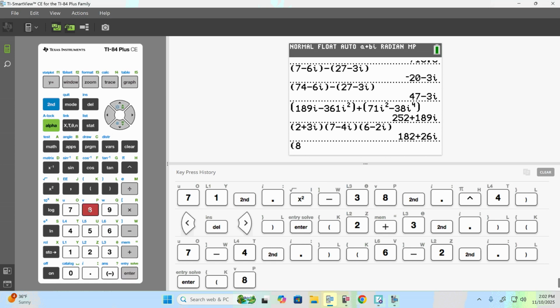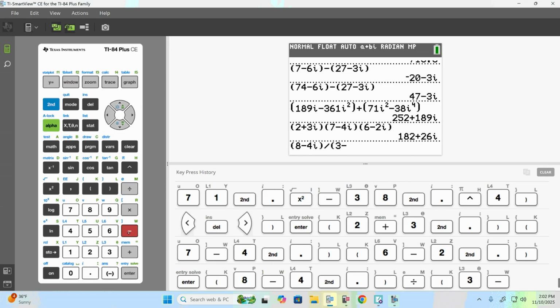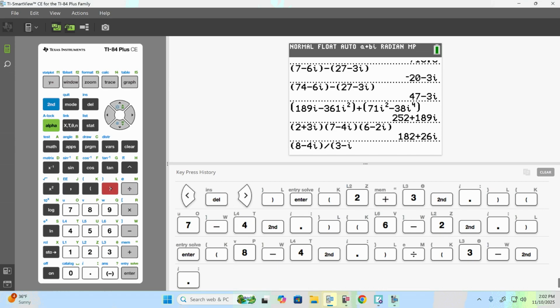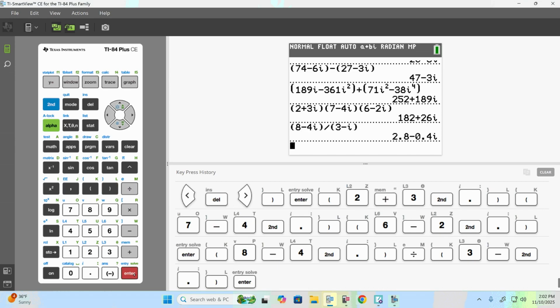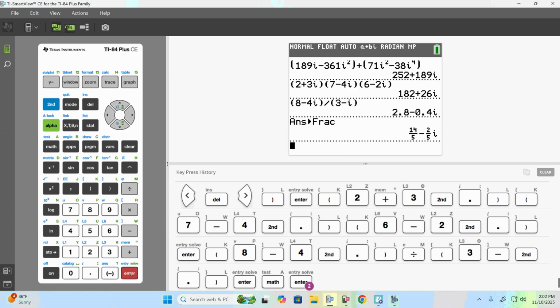We can go parentheses 8 minus 4i divided by 3 minus second I. And we hit enter. And it will divide it. Now, it gives it to us as a decimal. What we have to do at that point is math, enter, enter. Once we divide it, we're going to go math, enter, enter. The first option we have is turn it into a fraction. So we hit enter to select it, and we hit enter a second time for it to actually apply. So 14 fifths minus 2 fifths I.